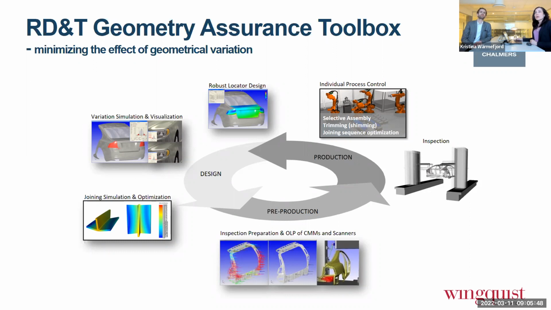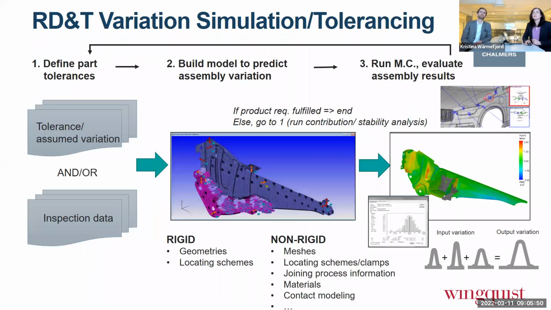I said I will come back to the variation simulation. And here we see the variation simulation. The purpose of variation simulation is to predict variation on assembly level. If we have those parts, we get it from the supplier, for example, we know a little bit about the parts. If we have those parts, what can we expect on assembly level? So the idea is to start with here that we define part tolerances. It can be tolerances and assumed variation, or it can be inspection data if that is available.